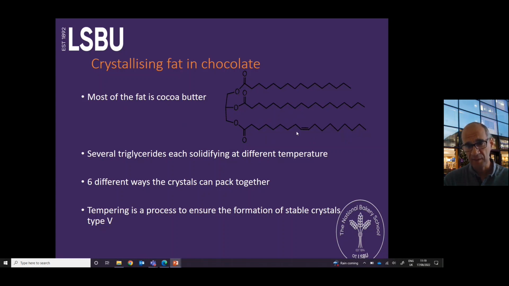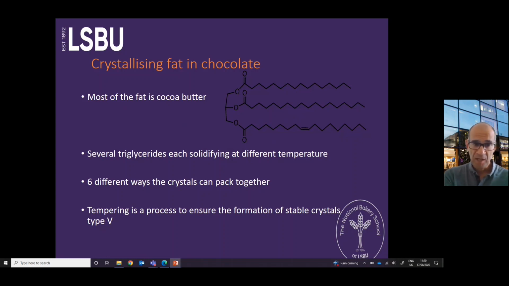These fatty acids can be different. They can have a carbon chain that is more or less long. They can be saturated or unsaturated. So different cocoa beans from different parts of the world will have a different composition, and that will affect the quality of the product, how it melts, for example, in our mouth.